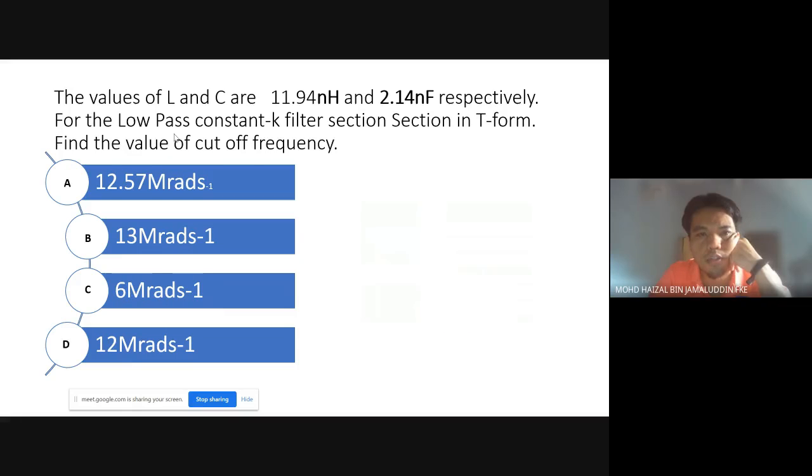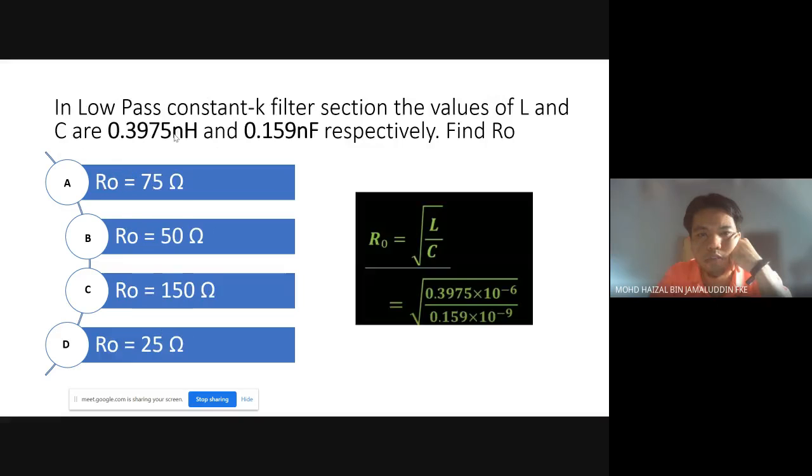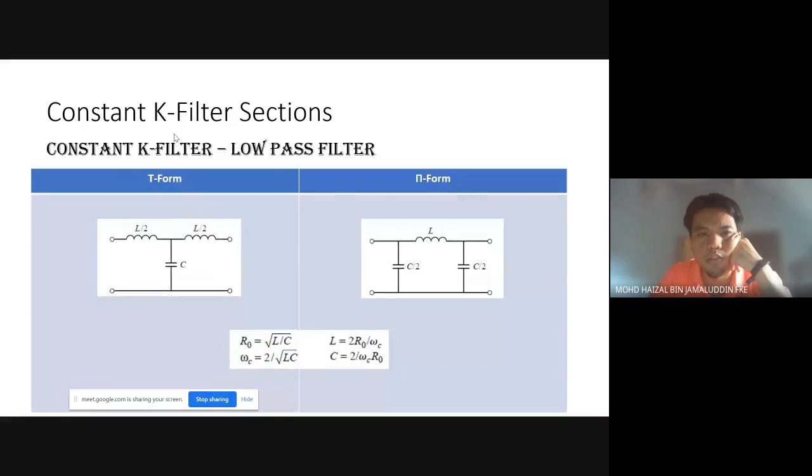Okay, second question. The values of L and C are given. For the low pass constant K filter section in T form, find the value of the cutoff frequency. So this one is also a direct question. You can calculate it because L and C are given. Okay, so you can calculate omega C equivalent to 2 over the square root of LC.